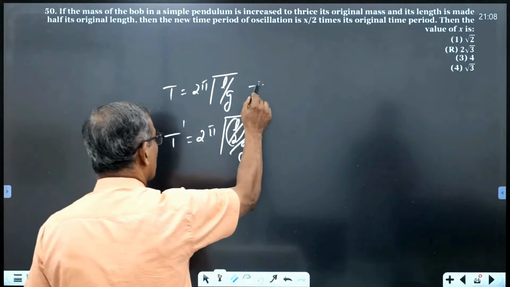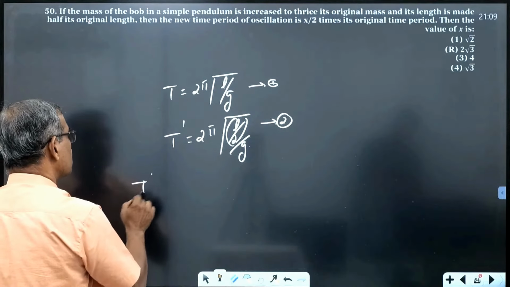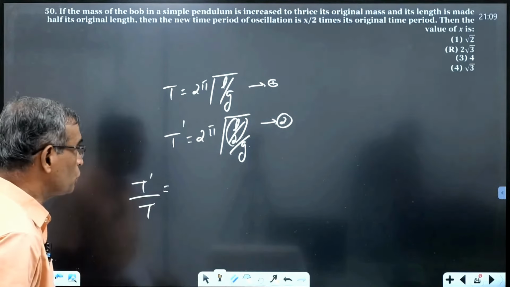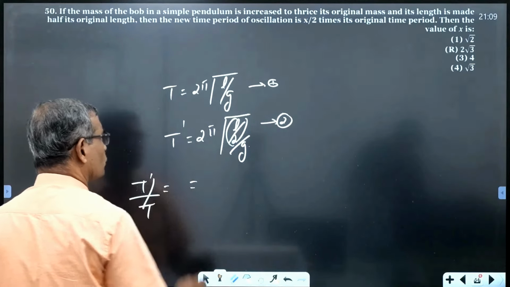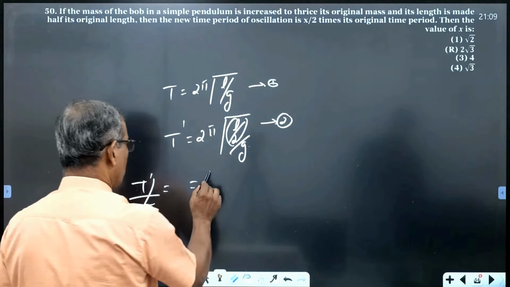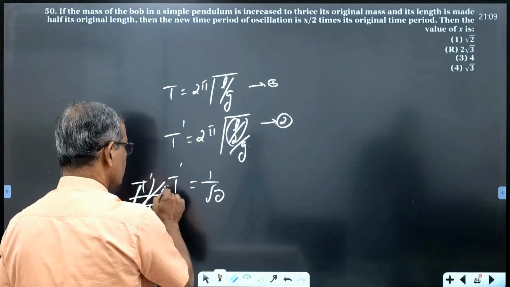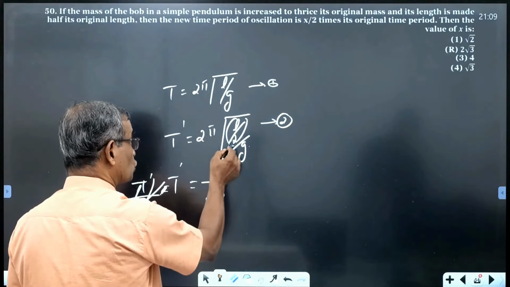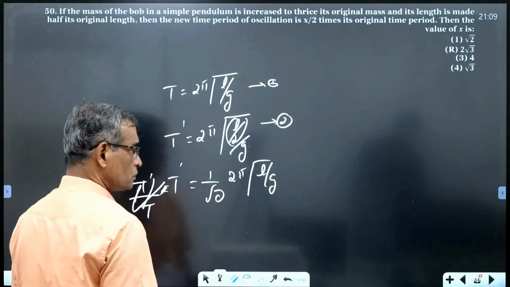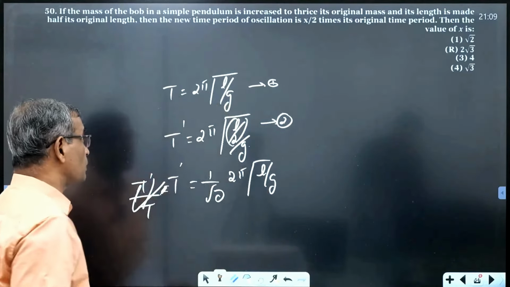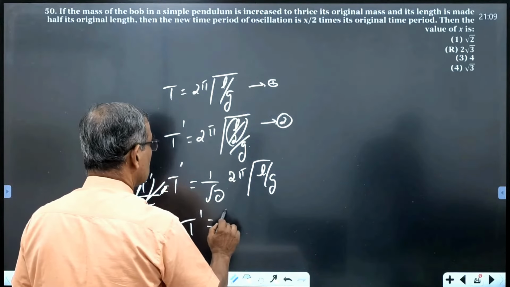Now, this is equation 1, and this is equation 2. If we divide, you can see T dash by T. Or you can write it like this: take root 2 out, so T dash is equal to 1 by root 2 into 2 pi root of L by g. And 2 pi root of L by g, by our equation 1, is T. Therefore, T dash is equal to T by root 2.